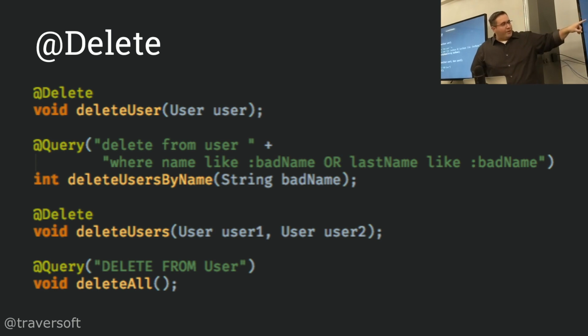Here we have a query, so we're going to delete users based on a query: delete from user where the name like bad name or last name like bad name. Any string that we pass into this delete users by name, it'll look for that and delete those users. So here we're deleting via query. Here we have another delete where we pass in a couple of users. We say delete users. And finally, delete from user, so it's kind of like our drop. In that case, you have the same parameter of bad name for last name.